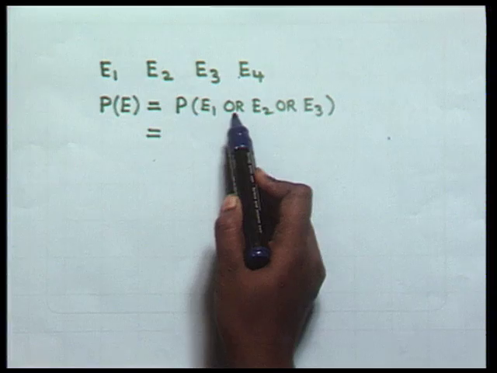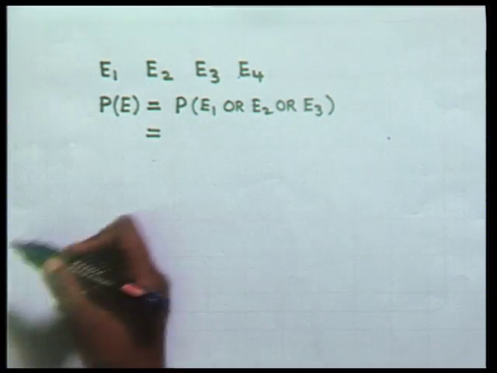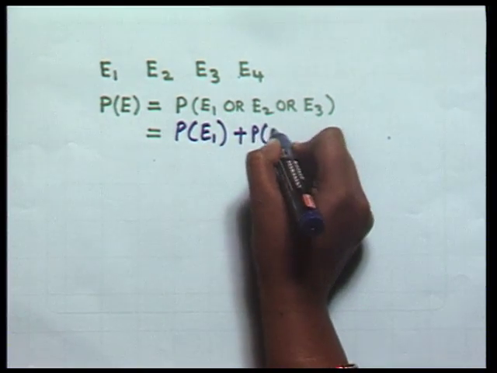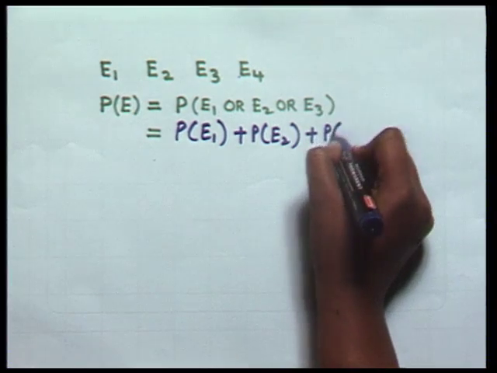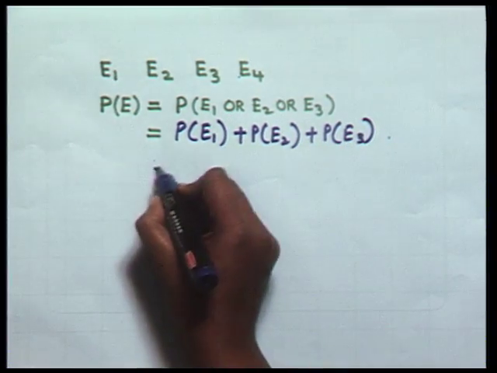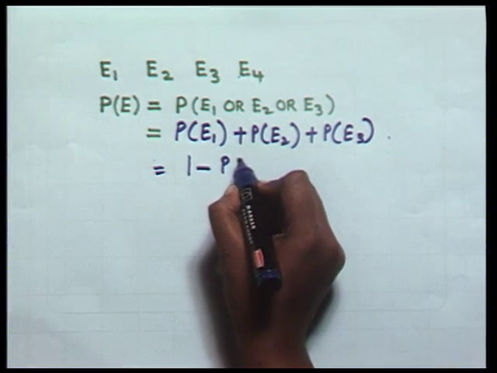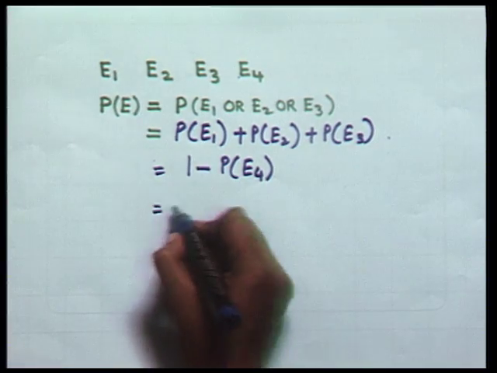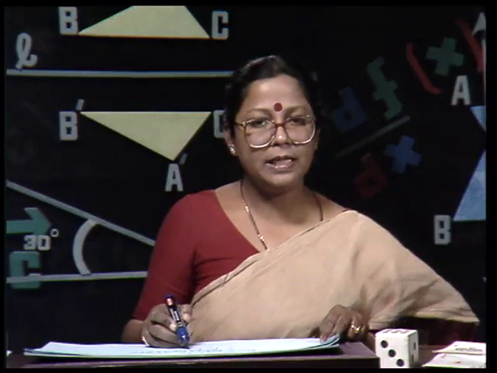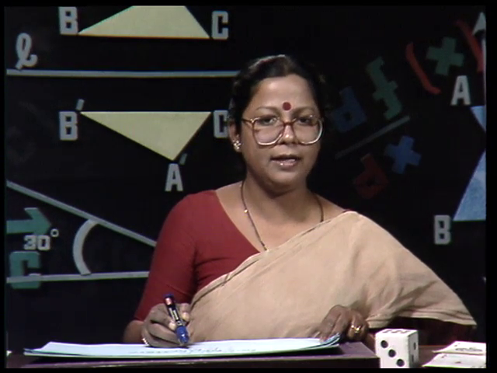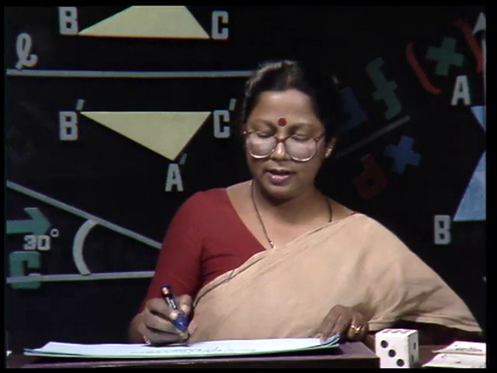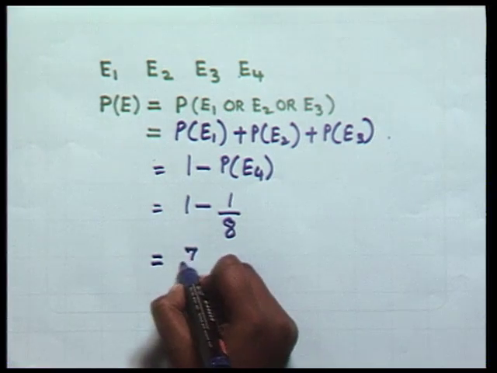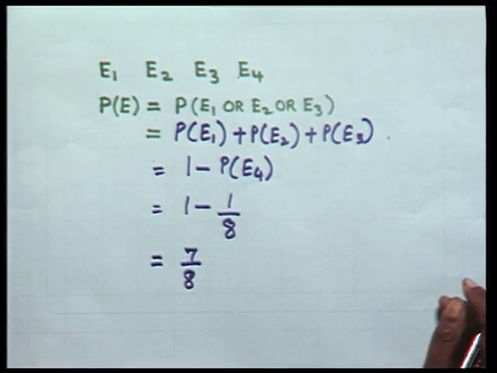equal to probability of E1 or E2 or E3. So, this is equal to probability of E1 plus probability of E2 plus probability of E3, which is equal to 1 minus probability of E4, as we just now did in the previous page. This is equal to 1 minus, we know that probability of E4, that is getting no head, is 1 upon 8. So, 1 minus 1 upon 8, this is equal to 7 upon 8.